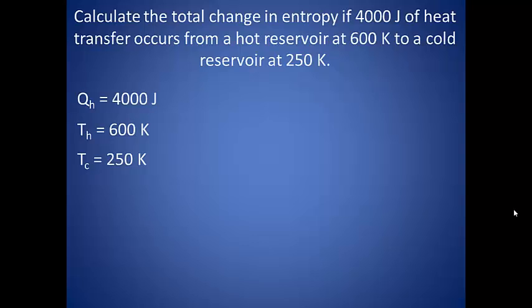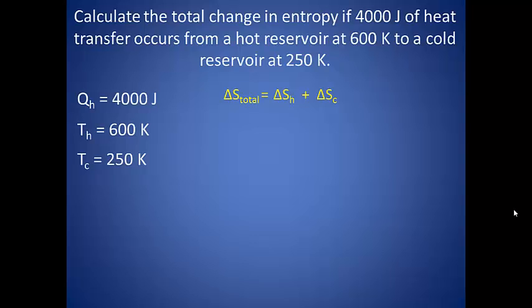Calculate the total change in entropy if 4,000 joules of heat transfer occurs from a hot reservoir at 600 Kelvin to a cold reservoir at 250 Kelvin. The first thing to get out of this is that spontaneous heat transfer from the hot reservoir to the cold reservoir is irreversible. Okay, so this equation is true for reversible processes. So can we use it in this situation? The short answer is yes, because the total entropy change of the hot and cold reservoirs will be the same no matter whether the process is reversible or not.